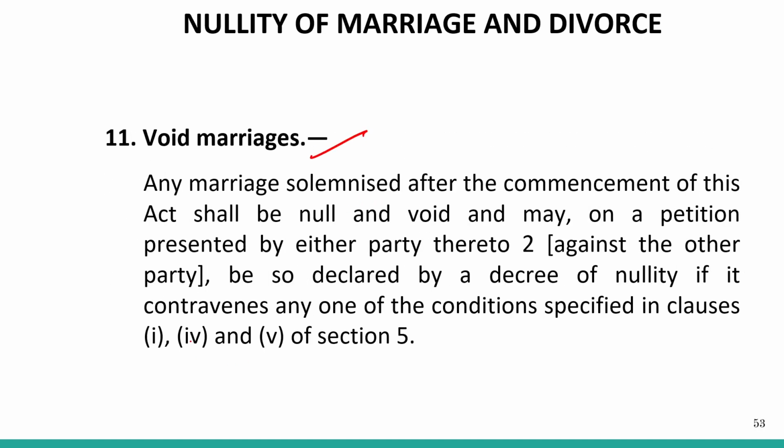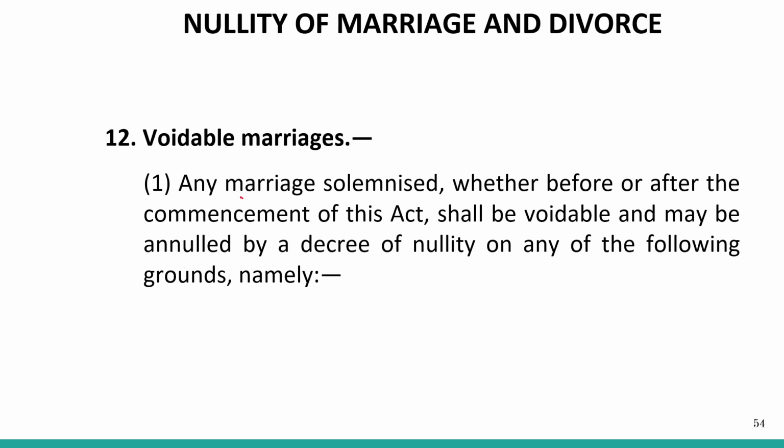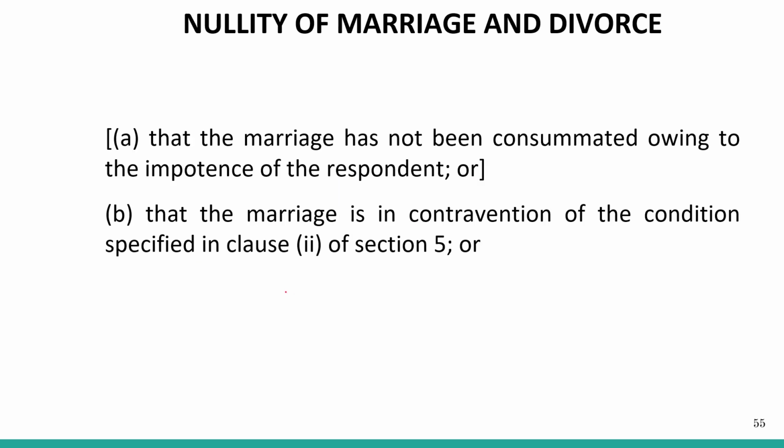See, that has been mentioned here also. If so declared, any marriage solemnized after the commencement of the Act shall be null and void, and may, on petition presented by either party, be so declared by a decree of nullity if it contravenes any of the conditions specified in clauses 1, 4 and 5 of Section 5. Any marriage solemnized, whether before or after the commencement of this Act, shall be voidable and may be annulled by a decree of nullity if the marriage has not been consummated.